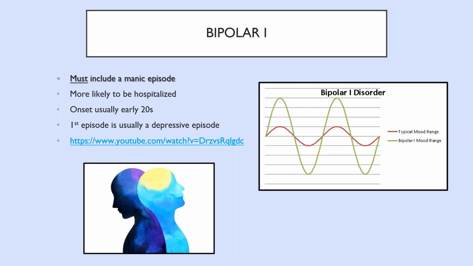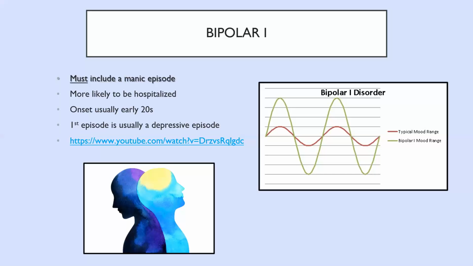People that suffer from bipolar 1 are more likely to be hospitalized, and the onset is usually in the early 20s. The first episode is usually a depressive episode, and the nature of bipolar involves cycling, oftentimes back and forth between manic and depressive episodes. So someone can have a manic episode, it slowly goes away, and then they fall into a depressive episode, and there can be some time of normal mood in between those as well. But quite often, people cycle between the manic episodes and the depressive episodes.